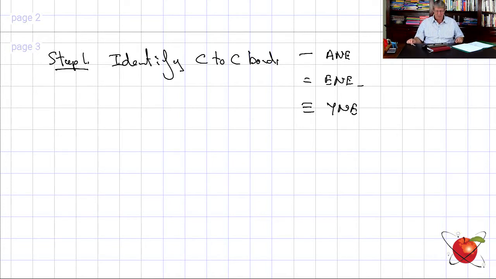So step 1 is we identify the bonds carbon to carbon, right? Then we're going to name them. The functional groups are alkanes, alkenes, and alkynes, all right? I call it the surname. The functional group is those, all right?